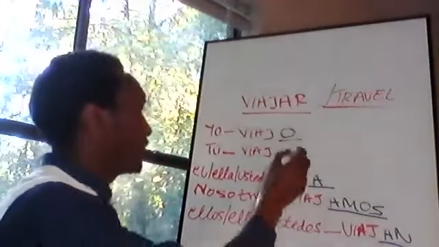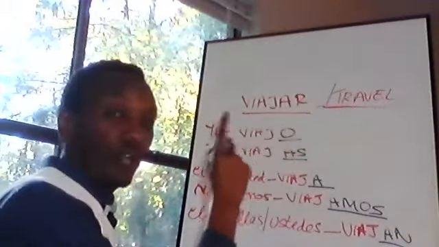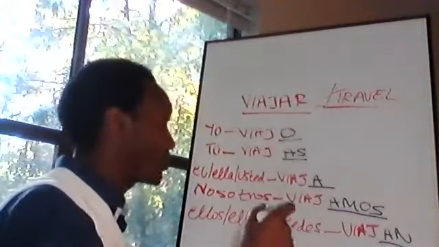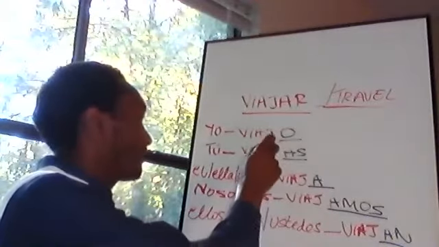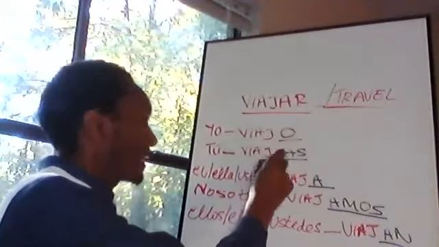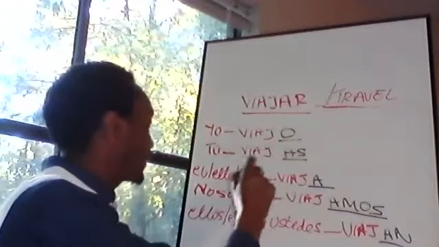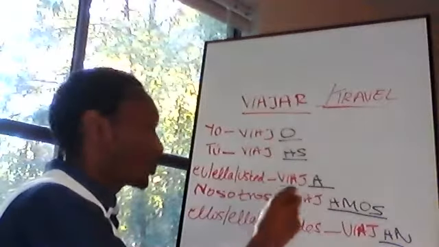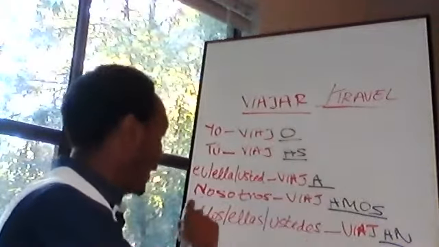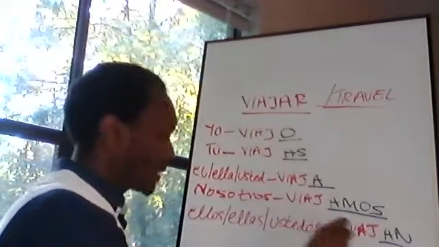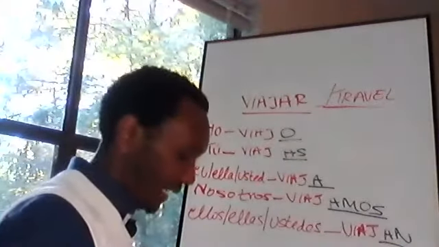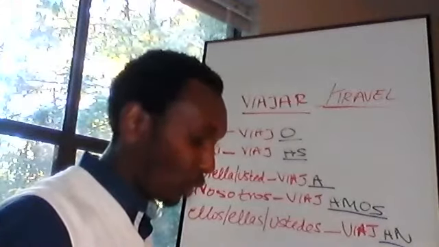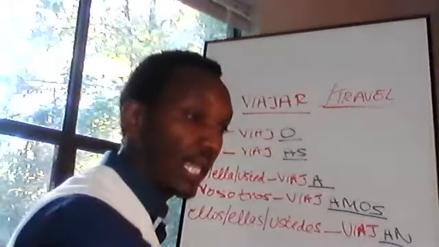So we see the ending for the first person is O, and this is for a regular AR verb, because we do have irregular verbs, which I'm going to cover as we go. For the regular AR verbs, the first person is O, the second person is AS, for él, ella, usted it is A, for nosotros it is AMOS, and for ellos, ellas, ustedes, it's AN. And there we go. That's the template for conjugating regular AR verbs.